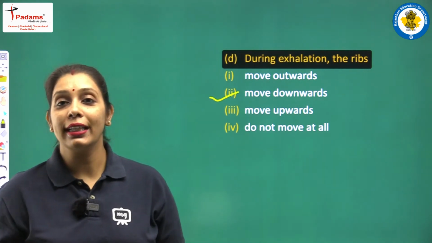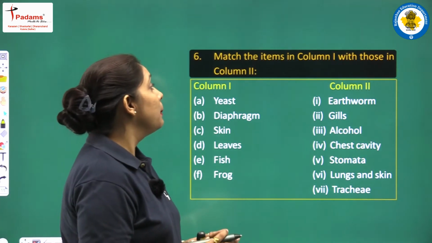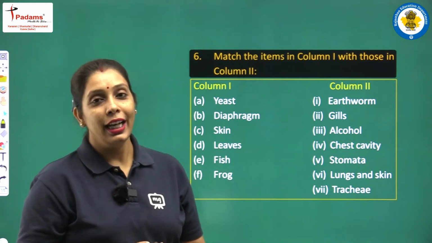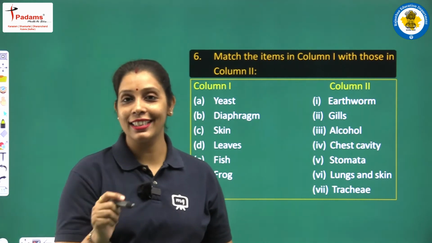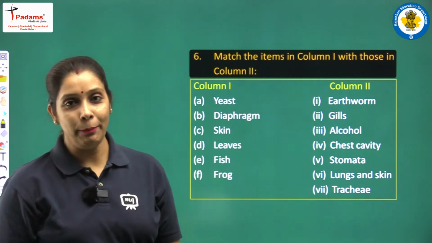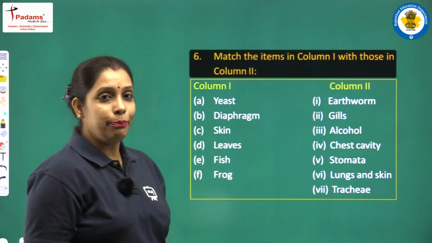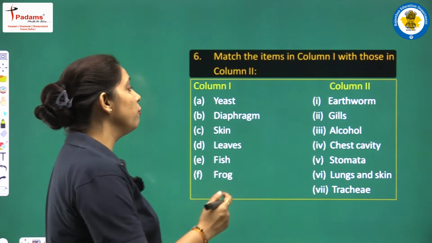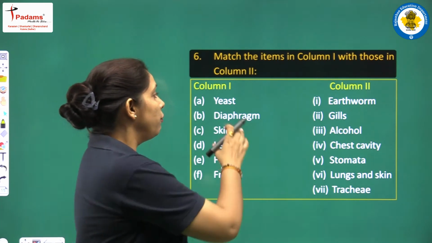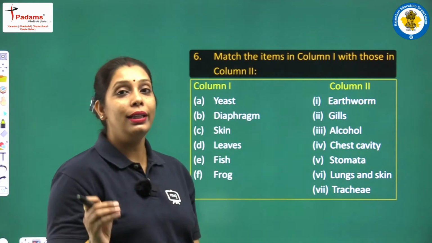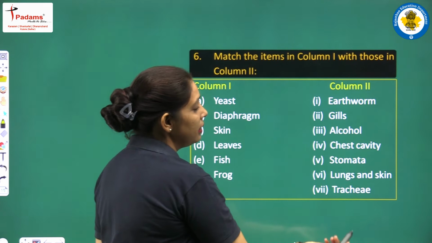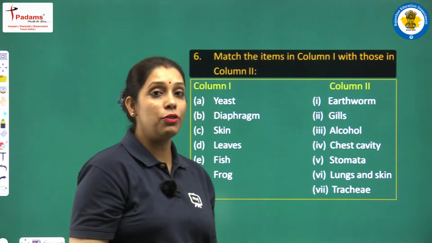Move to the next question, class, and our next question is match the items in column 1 with column 2. Again, don't write zigzag, zigzag. You have to write the correct answer just in front of the question. Okay, let's read one by one. Here in column 1, we are having first option, that is yeast. Okay, and we know we have to match it with column 2nd. So read carefully. Earthworm, gills, alcohol, chest cavity, stomata, lungs and skin, and trachea.